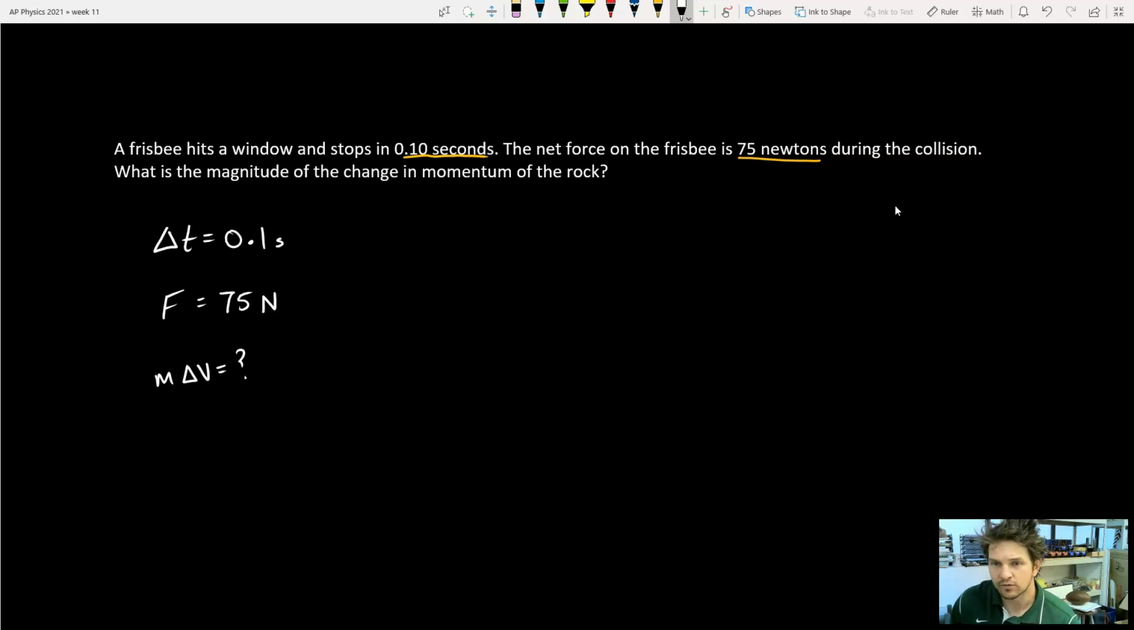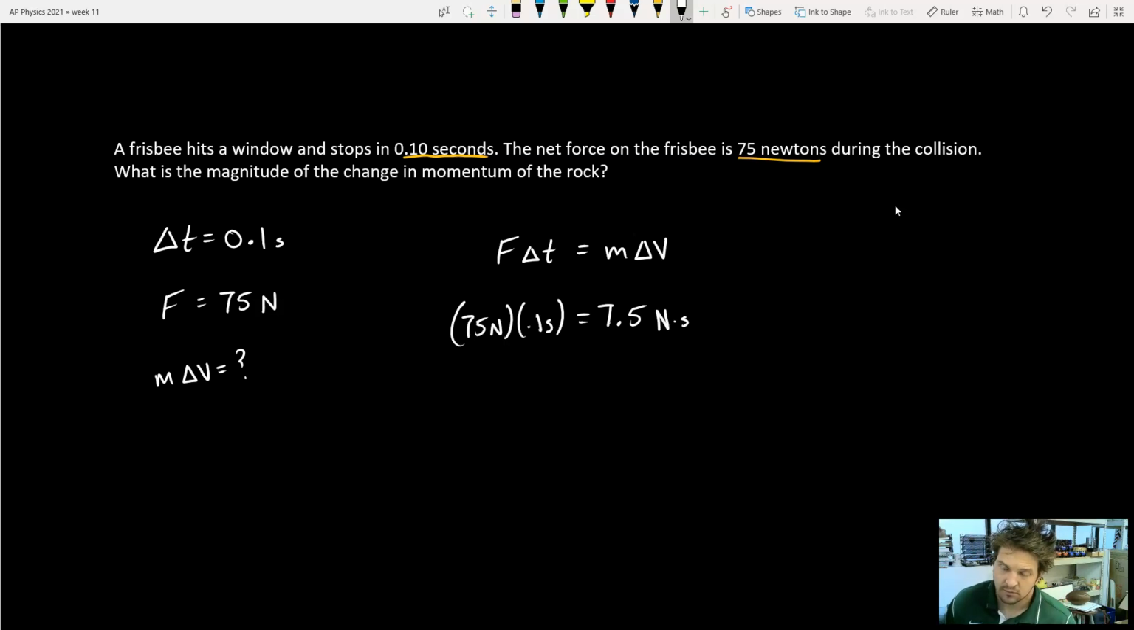Okay, so start with our impulse momentum theorem. We're being asked to solve for change in momentum, so that's this whole side over here. And I have force and time, so really it ends up just being plugging in what we have. Right, 75 newtons times 0.01 seconds, or that's actually 0.1 seconds. And that is going to equal 7.5 newton seconds, which is kind of weird.